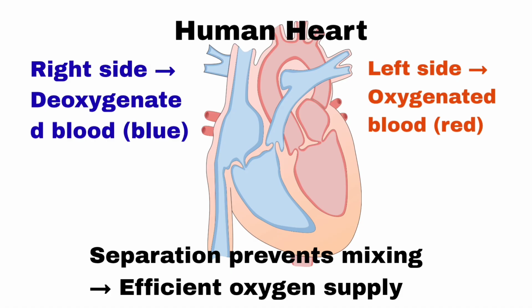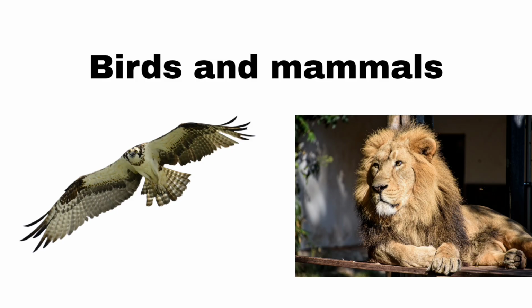Why must oxygenated and deoxygenated blood be kept separate? To ensure an efficient supply of oxygen to the body. And what problem arises if mixing occurs? If mixing occurs, then body cells would get less oxygen, reducing energy and efficiency. Then which animals benefit most from this separation? Birds and mammals. Why? Because they need high energy to maintain body temperature.